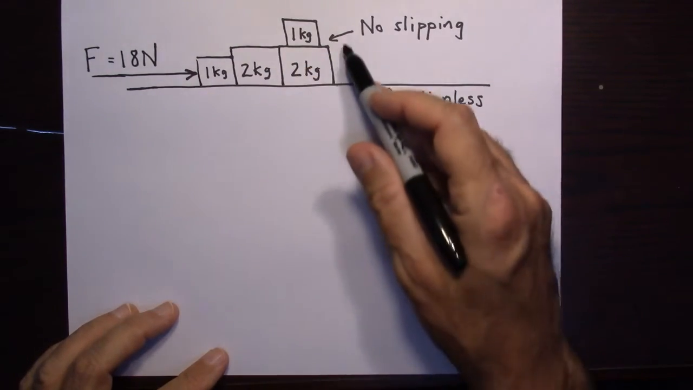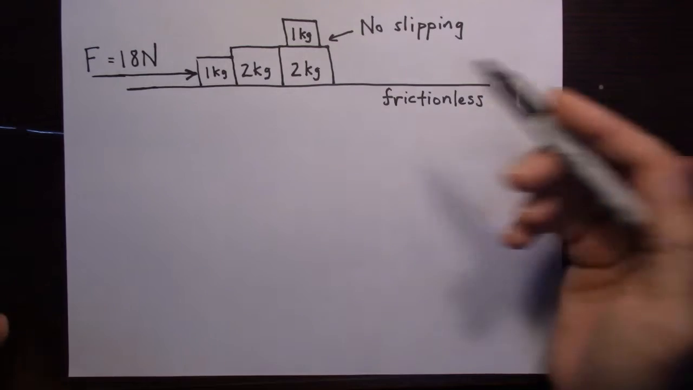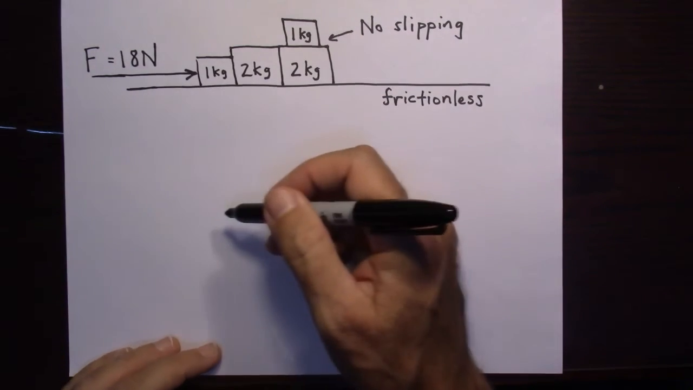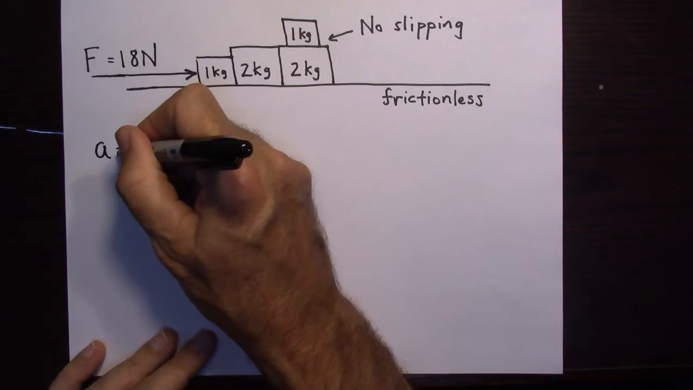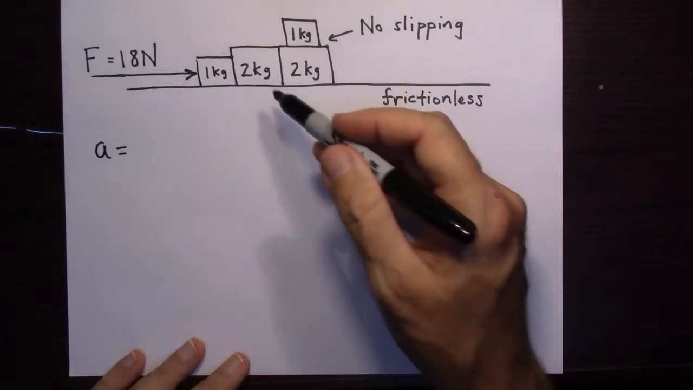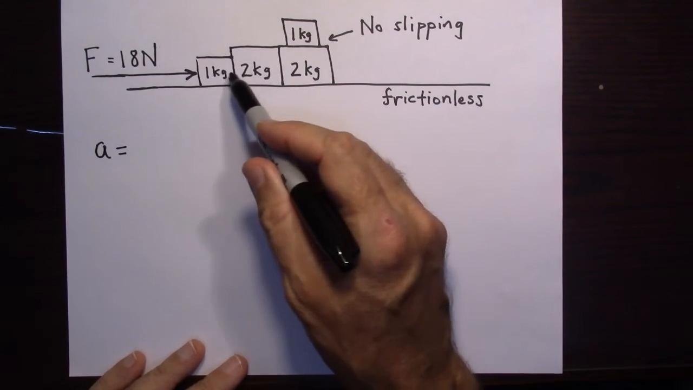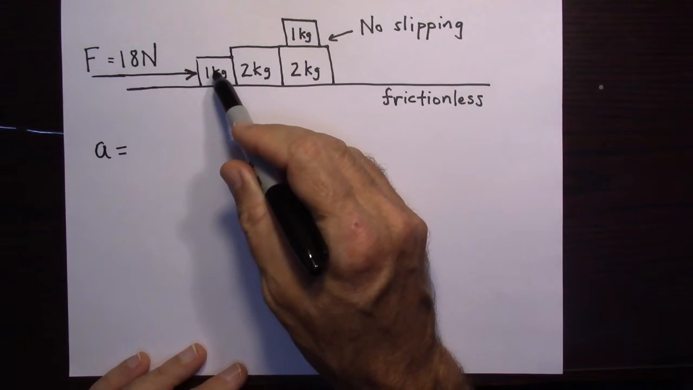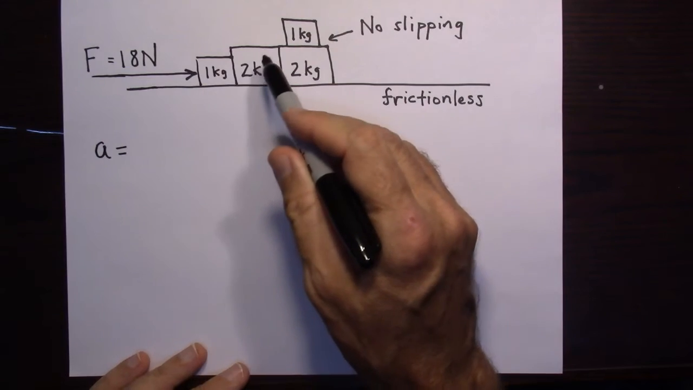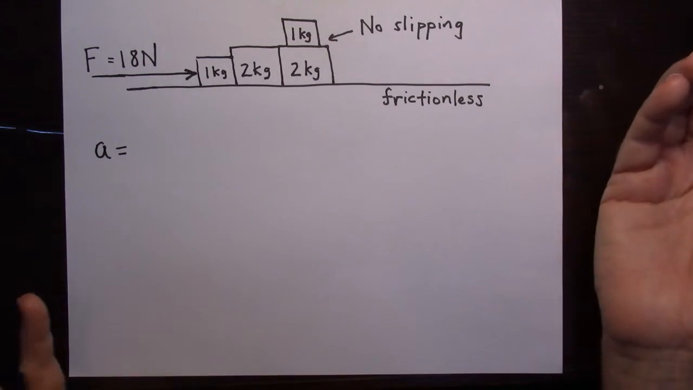So I'm going to look at this as just one big block, since they all have the same acceleration. So here goes. The system's acceleration is going to be the net force on it. We have a bunch of interactions, like the normal force of this one on this one, and this one on that one, and so on. But those are all internal forces.